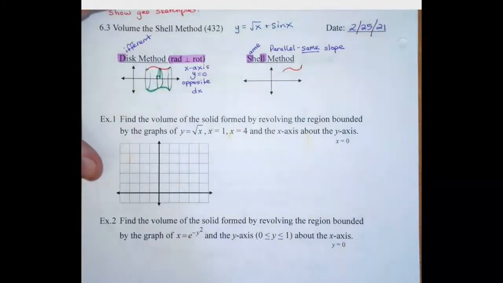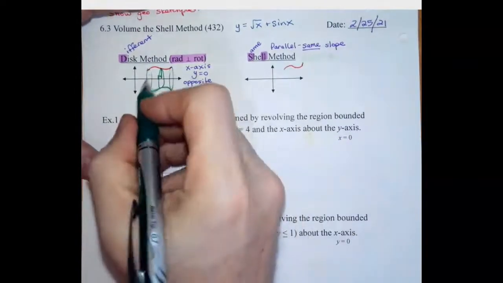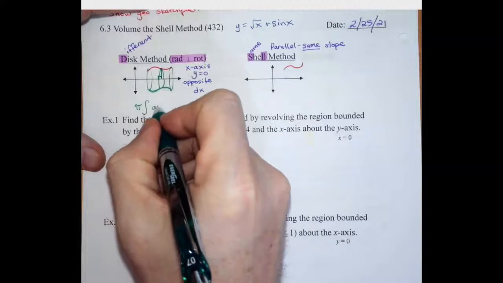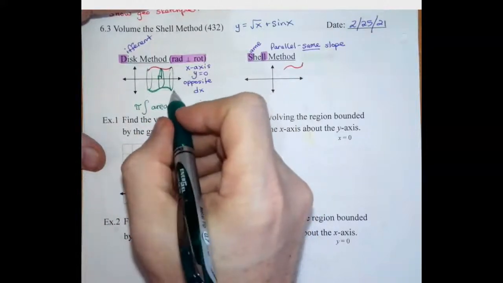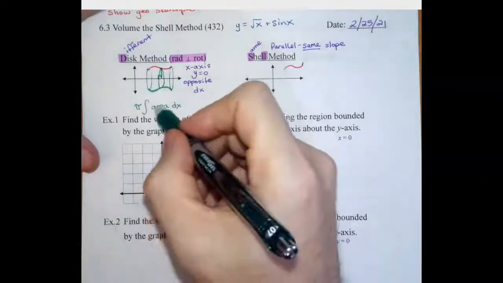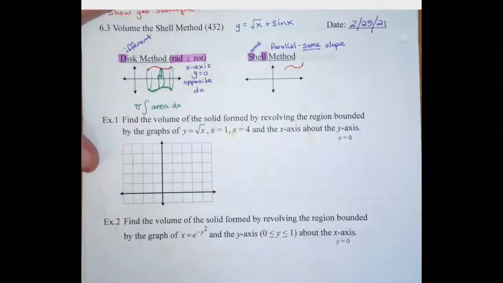line of rotation. So in that case, we are revolving, so we're going to use pi, and then we want the area of the disk, and then dx. Okay? And so then usually that's squared, almost always.